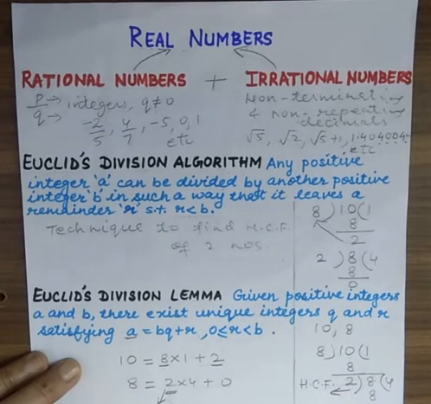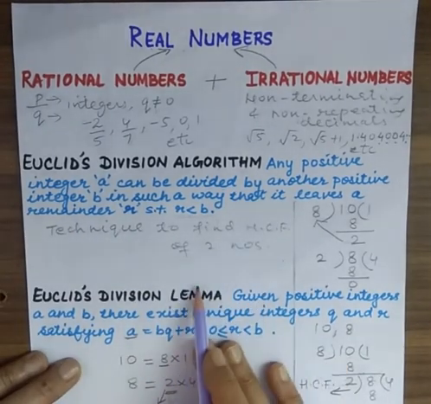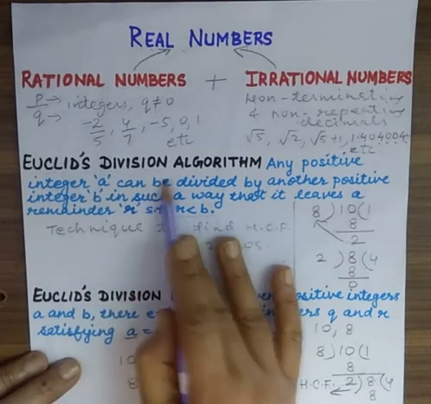So this way we can find out the HCF of any two numbers using Euclid's division algorithm.